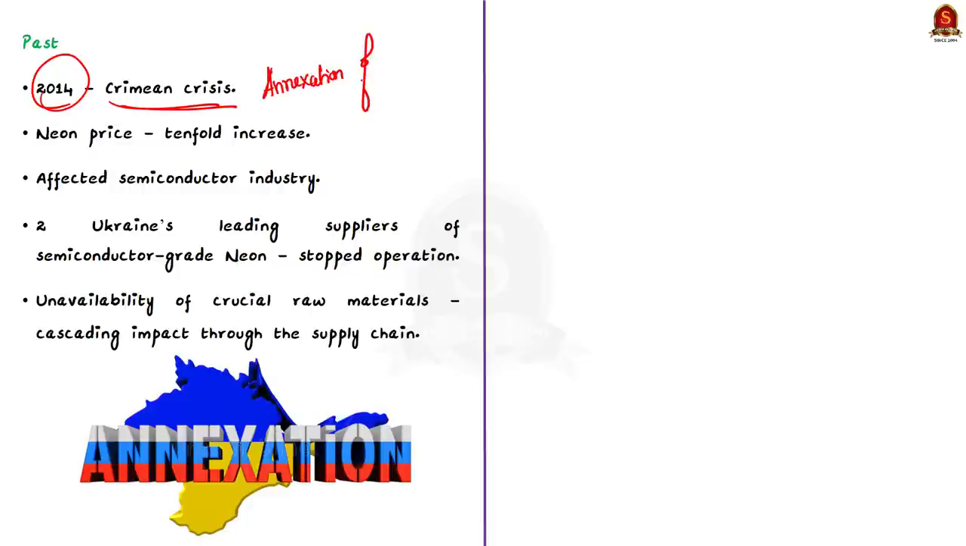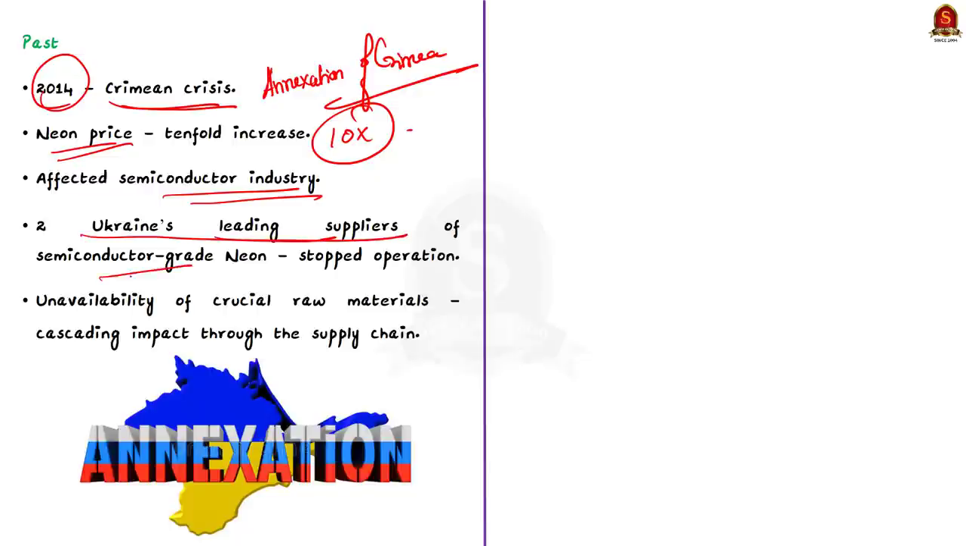See, during the year 2014, Crimea crisis in Ukraine, neon prices witnessed a tenfold increase. And this affected the semiconductor industry a lot. So now also the market is apprehensive that the Ukraine crisis will result in shortages of key raw materials. And the supply chain will be impacted if the gas manufacturing facilities are destroyed during the current war. Now note that two of Ukraine's leading suppliers of semiconductor grade neon have halted their operations. That is, they have stopped the operation due to the war happening in the area.